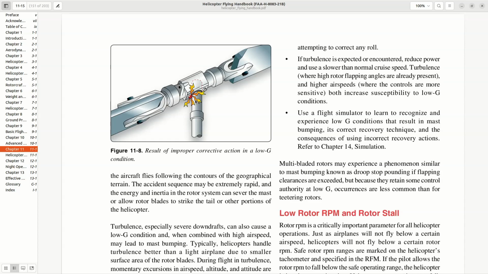So that's mast bumping. Now, how do we avoid things like that? In a rotor system like in the Robinson, here's what can happen. If you do a low G pushover, let's say you're climbing and maybe you're an airplane pilot and you go back to what you first learned, it's what we call the law of primacy. You push over and suddenly that rotor system gets unloaded.